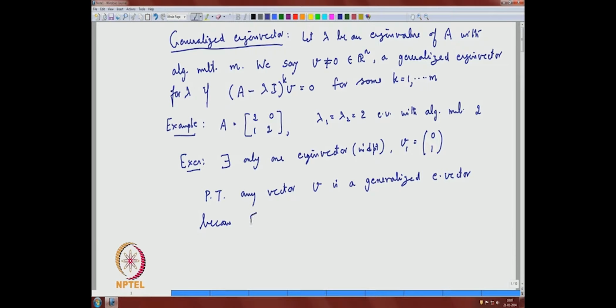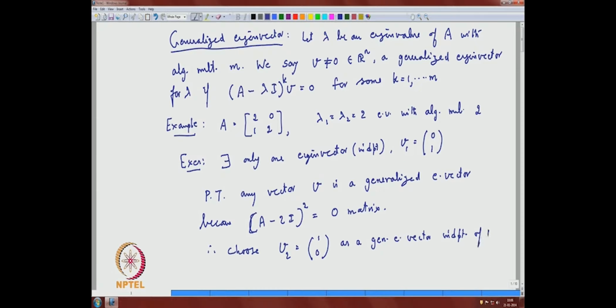So, one can choose v2 equal to 1 0 as another generalized eigenvector, independent of v1. So, you got a basis consisting of generalized eigenvectors, and this is the theme we are using.